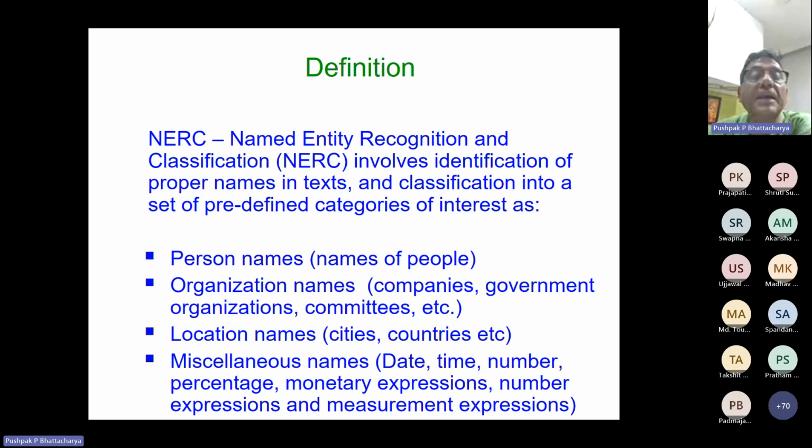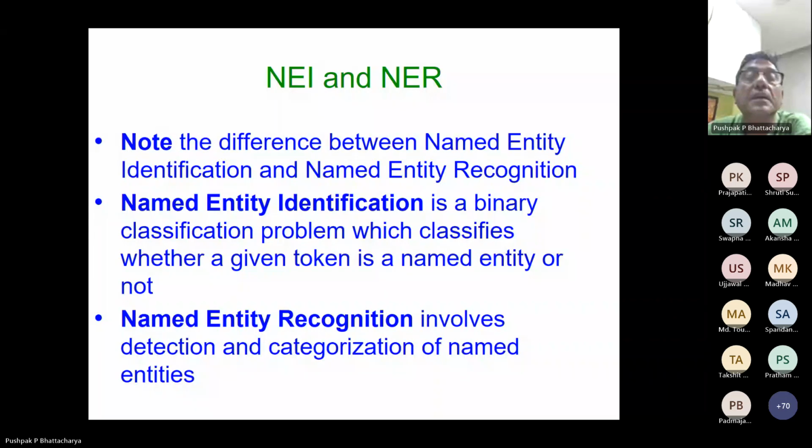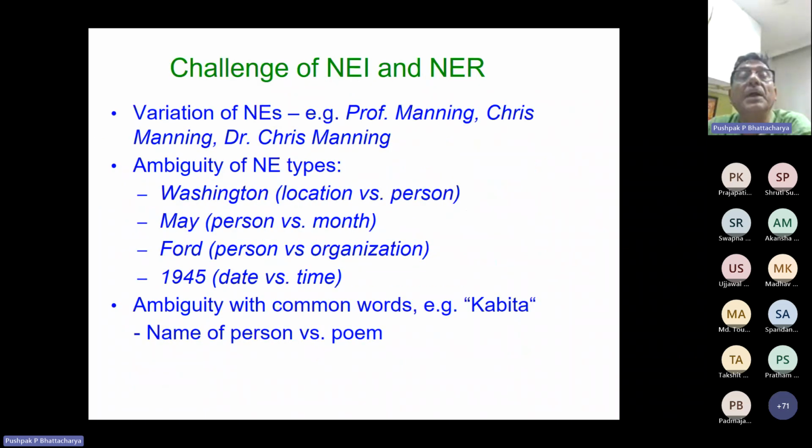So NERC is named entity recognition and classification, which involves identification of proper names in text and classification into a set of predefined categories like person names, organization names, location names, and miscellaneous names. Miscellaneous can contain things like date, time, number, percentage, monetary expression, and so on. Now, NEI and NER are two different tasks, as we have discussed already. Now, what are the challenges in NEI and NER?